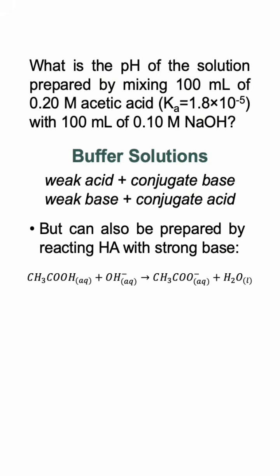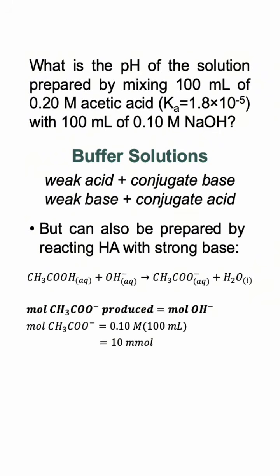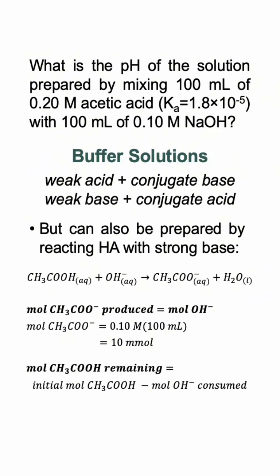So for example, in an acetate buffer, we can react acetic acid with small amounts of NaOH to form the conjugate base, acetate ions. And to solve this correctly, we must account for the stoichiometry of the neutralization reaction. 10 millimoles of hydroxide ions react completely to produce 10 millimoles of acetate ions, and since this is a neutralization reaction, the moles of acetic acid remaining is equal to the initial moles of acetic acid present minus the moles of NaOH consumed. So the moles of acetic acid remaining is 10 millimoles.